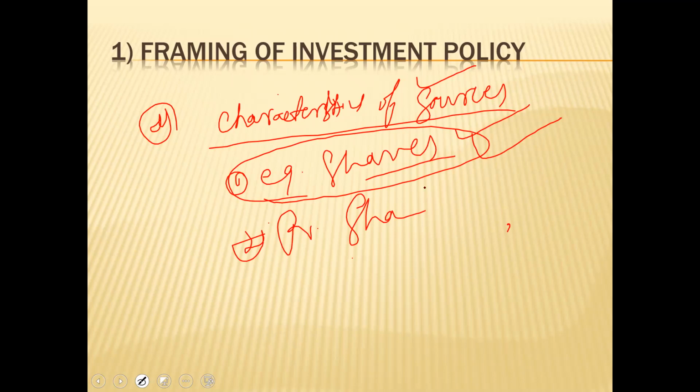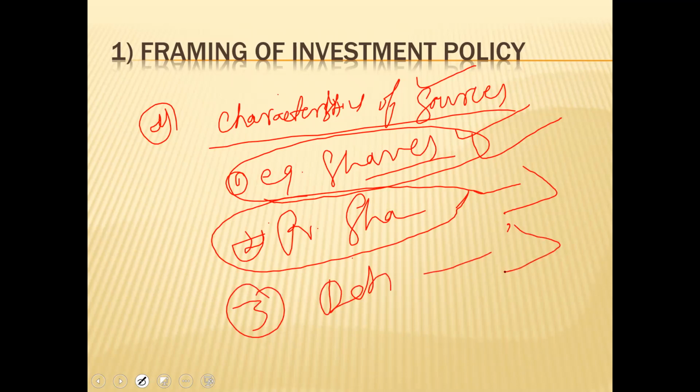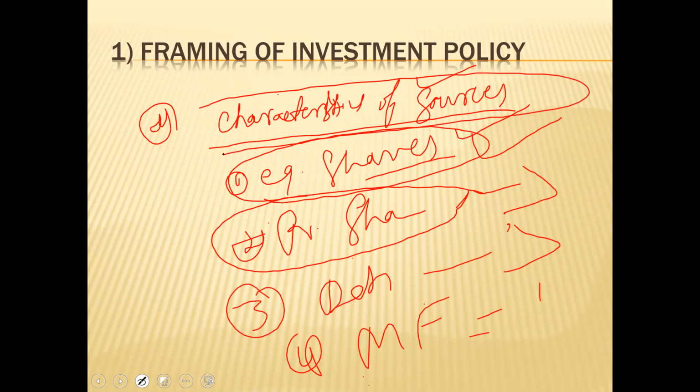Is it clear? Then you are going to study preference shares, their characteristics. Then debentures, their characteristics. Then mutual fund, their features or characteristics. Attributes, characteristics, features, one and the same. According to your objective, you are going to select the investment source. Remember this. So the fourth step is characteristics, that is consideration of attributes or characteristics of various investment sources.